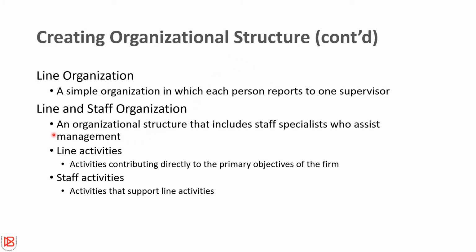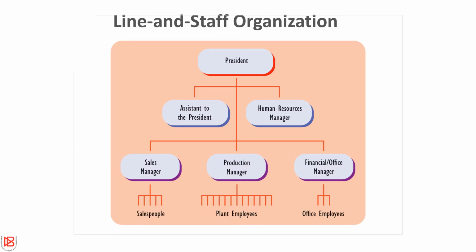A line and staff organization includes staff who specialize in assisting management. Line activities contribute directly to the direct objectives of the firm. So in an academic institution, academics or education would be the line people. The other associated departments, let's say finance or marketing, would be only staff activities. Staff activities are the support to line activities, and this is true of every organization. In line and staff organization, I am giving you a pictorial representation here, with the assistants, human resource managers, production managers, front office, or financial managers.